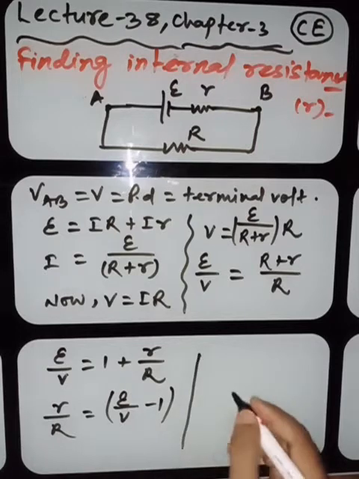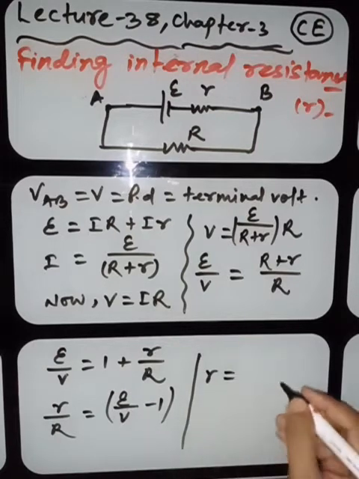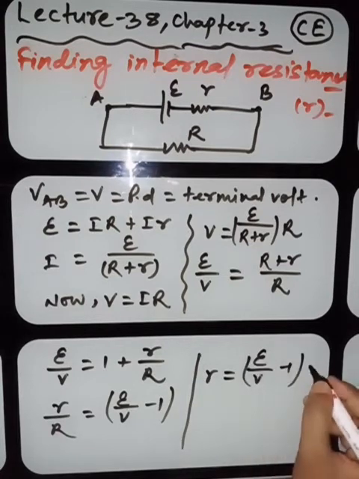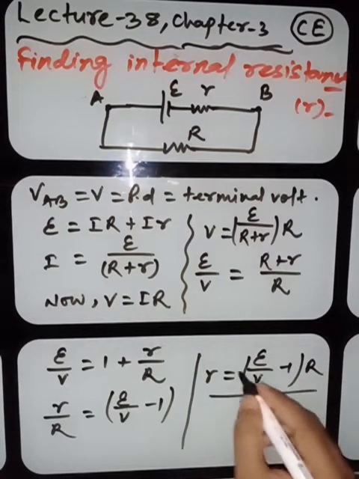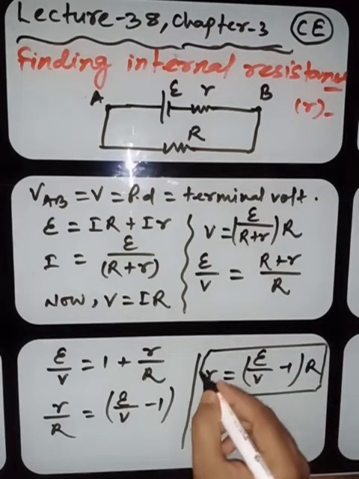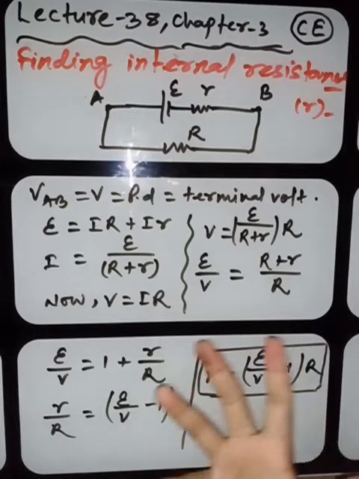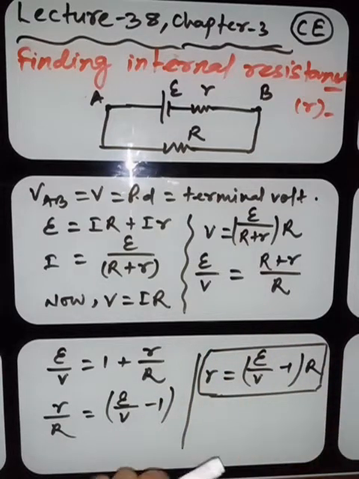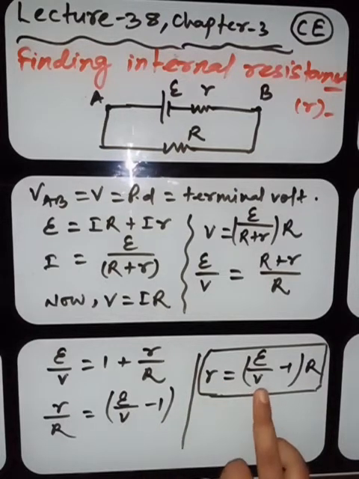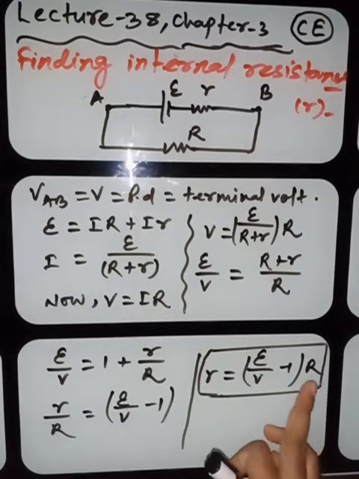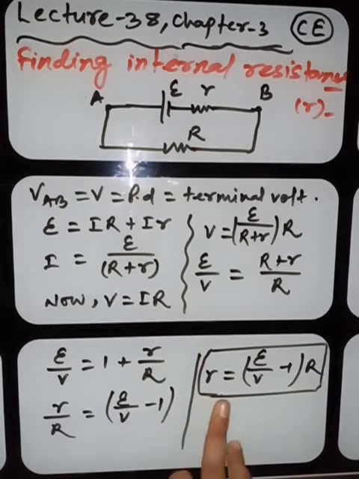Now we have the internal resistance. How much is it? It is (E by V minus 1) times the load resistance, my dear students. So this is the internal resistance. You can find the internal resistance if you have the EMF of a cell, the potential difference across the two terminals of the cell, that is the terminal voltage, and the load resistance.